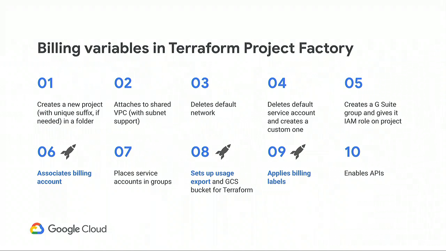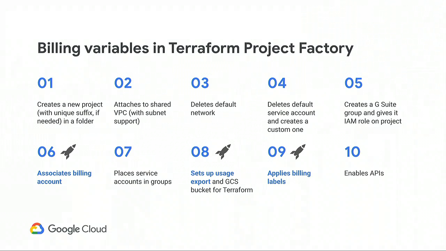As you see here, there's a number of things that happen in this project factory, everything from defining a project in a standard naming convention to attaching it to a shared network, deleting all the default configurations. It allows us to go through and associate G Suite accounts to that project. But coming down a bit, it allows us to maintain a consistent framework for how we associate projects to billing functions. Associating projects to billing accounts.